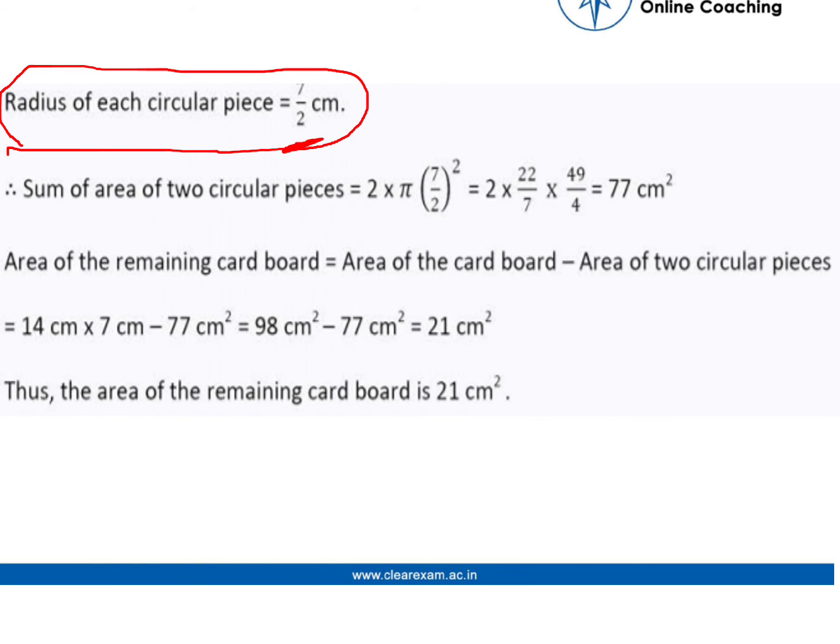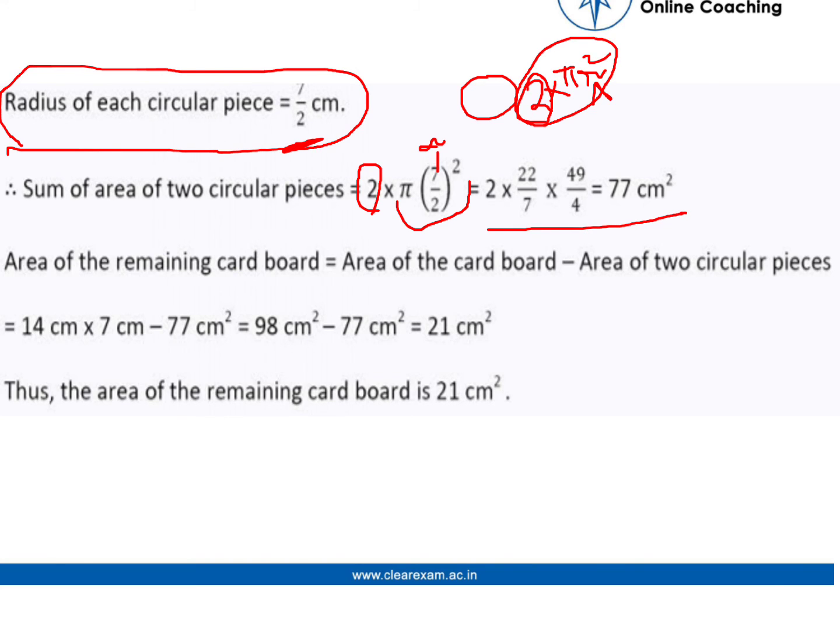Now we have to find the area of the circular pieces. We know the area of a circle is pi r square, and there were two circles, so it is multiplied by 2. This is the area of one circle, and multiplying by 2 gives the area of two circles. Here r is 7 by 2, so we put the value 7 by 2, squared, and 2 for the second circle. This is the calculation part.